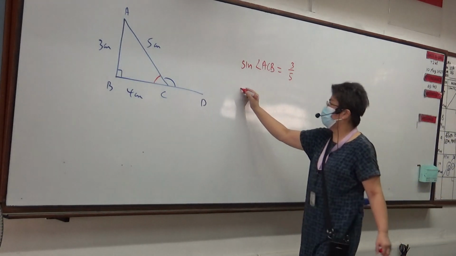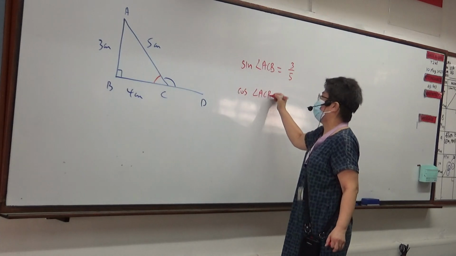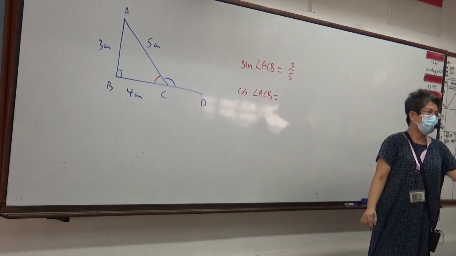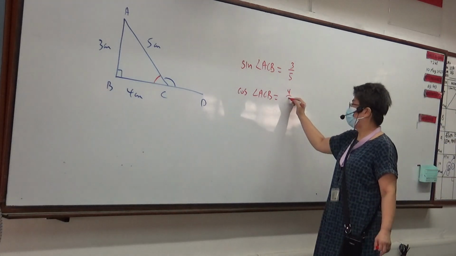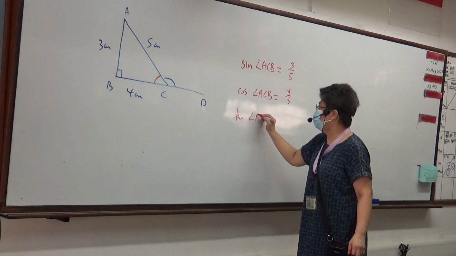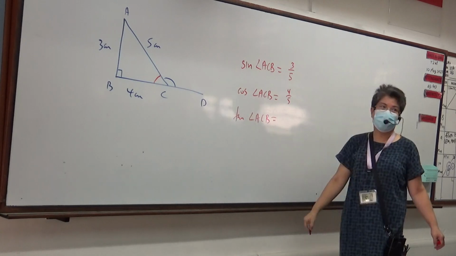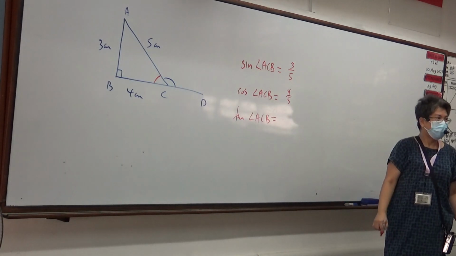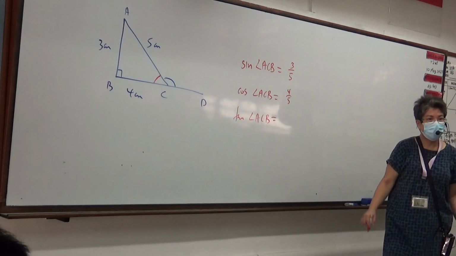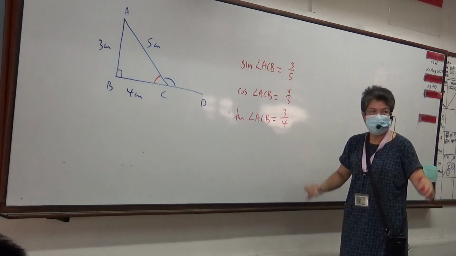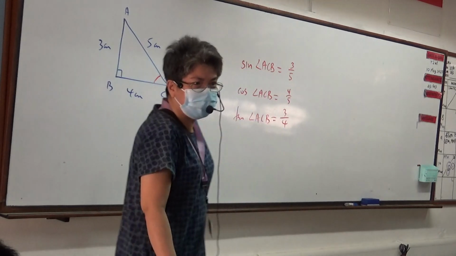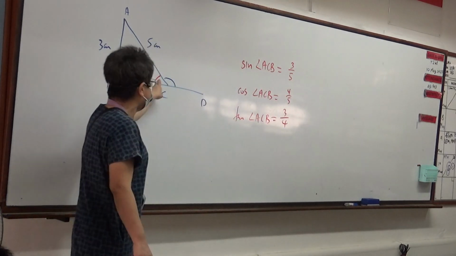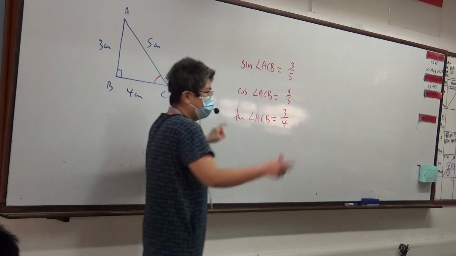What is cosine angle ACB? 4 over 5. What is tangent angle ACB? 3 over 4. Are you okay with this first? Don't be too excited in copying, you must understand what I'm saying. I'm talking about this angle. Alright? Then you look at the questions.